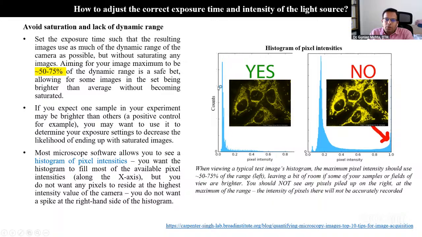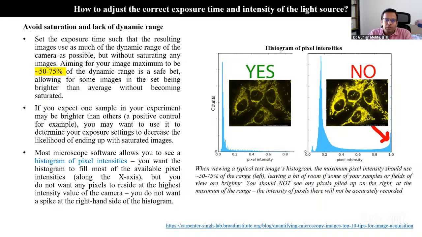Now, how to set this? While you set this, first you put your control sample on the stage, or the sample from which you expect the maximum brightness. First you adjust the fluorescent light intensity and the exposure time for the brightest sample, keeping at least 25% of the pixel intensities available. So you should only use 50 to 75% of these pixel intensity values, because the next sample that you are going to image may be brighter than this.